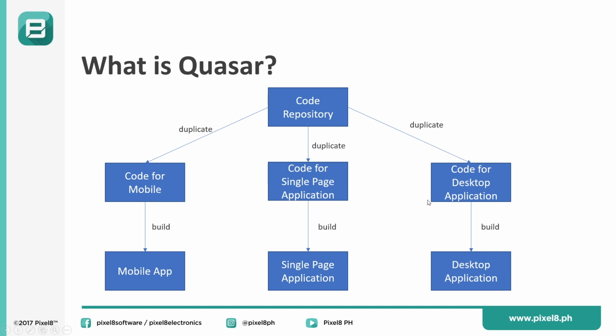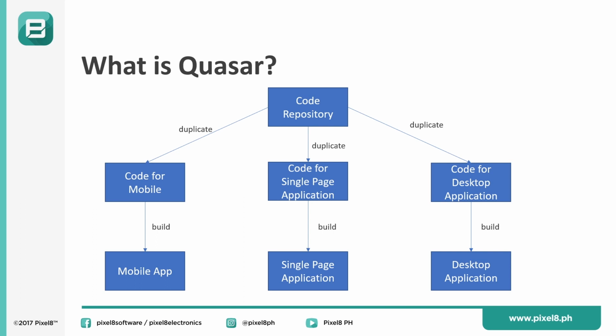Afterwards, each repository builds its own output files. For example, for the mobile, builds a mobile app. For the single page application, it builds a single page application. And for the desktop application, it builds a desktop application. So, in order to deploy to multiple platforms, it takes too much effort to duplicate the same code base just to build a single instance or a platform.